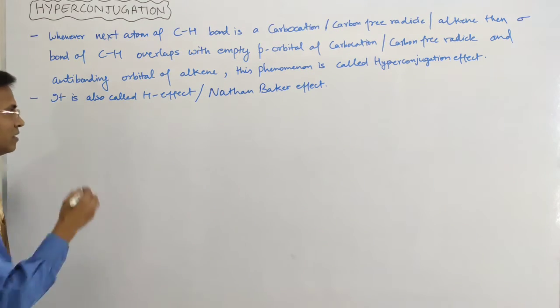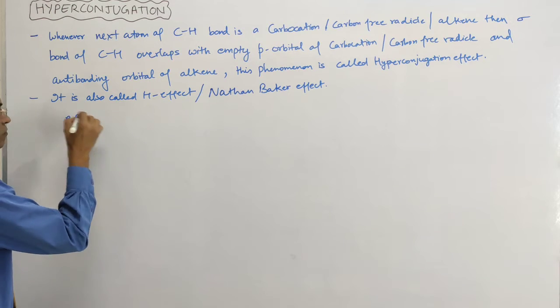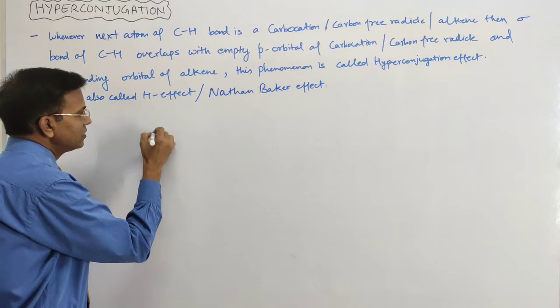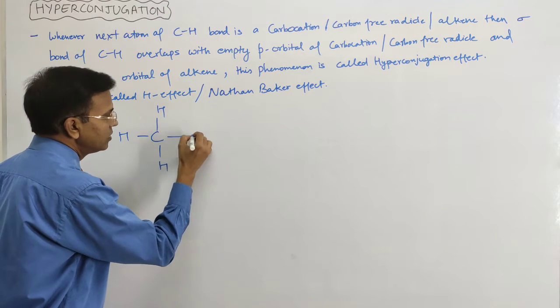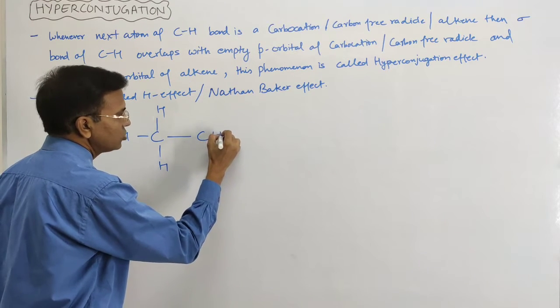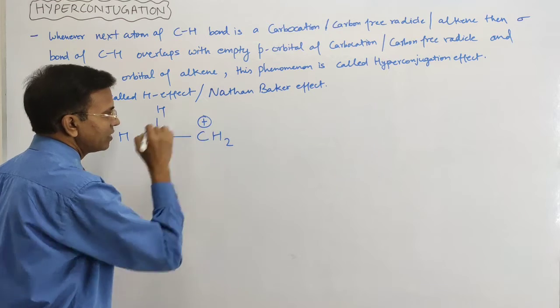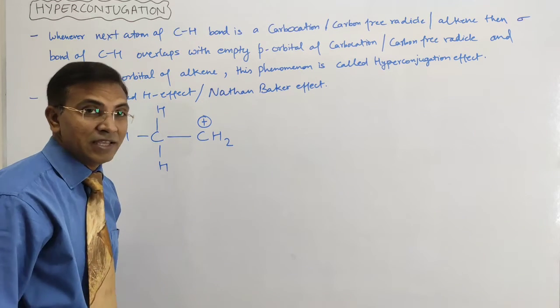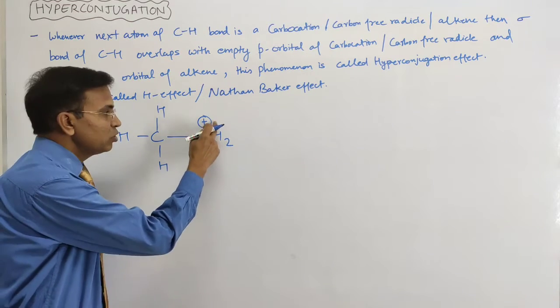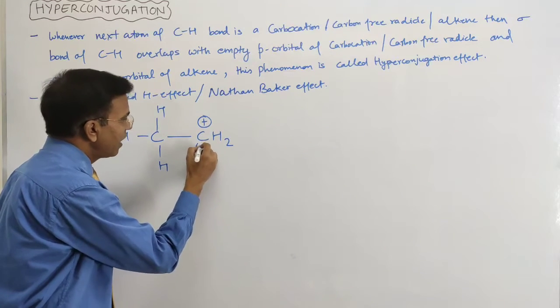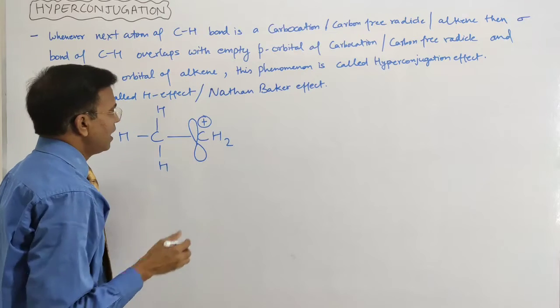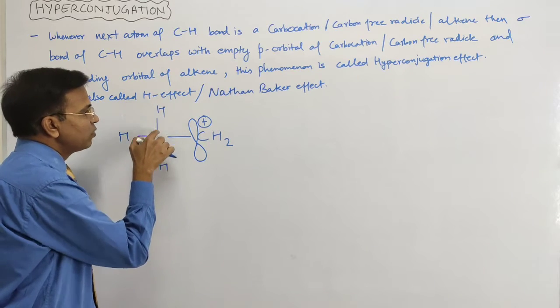So, for example, here is CH3-CH2 and here is the carbocation. Let us have this example. In this example, this carbocation has an empty orbital because the positive charge is there. So it has an empty orbital, right? And here is the CH bond.